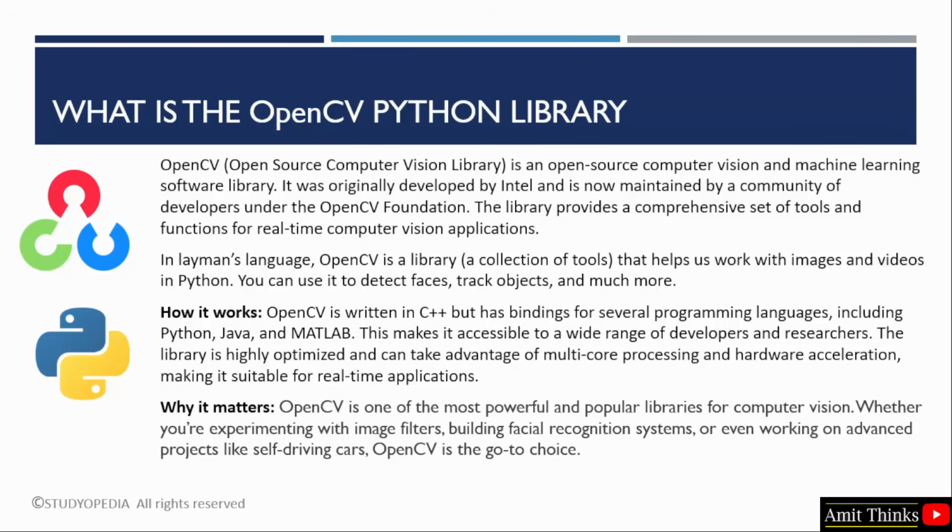How it works? OpenCV is written in C++ for speed and efficiency, provides bindings for multiple languages including Python, Java, and MATLAB. It is optimized to leverage multi-core processors and hardware acceleration, making it ideal for real-time tasks. Why it matters? OpenCV is one of the most popular and powerful libraries for computer vision. Whether you are experimenting with image filters or building facial recognition systems, OpenCV is the go-to choice. With OpenCV, you can even work on advanced projects like self-driving cars.